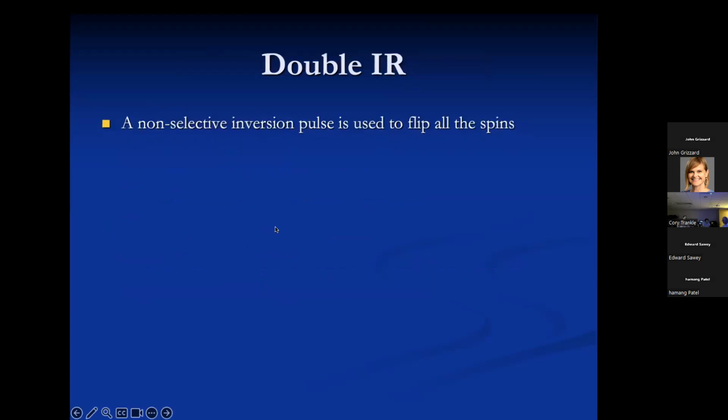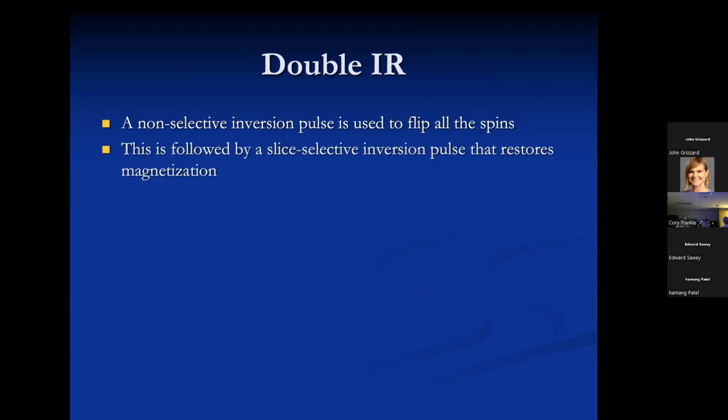Well, what you're doing really is you first give a non-selective inversion pulse. So all the spins that are normally aligned with the magnetic field, there's a slight predominance of, so that you get a net vector that aligns with the main magnetic field. And you flip those upside down by giving a non-selective inversion pulse. So the entire patient, if you will, has an inversion pulse.